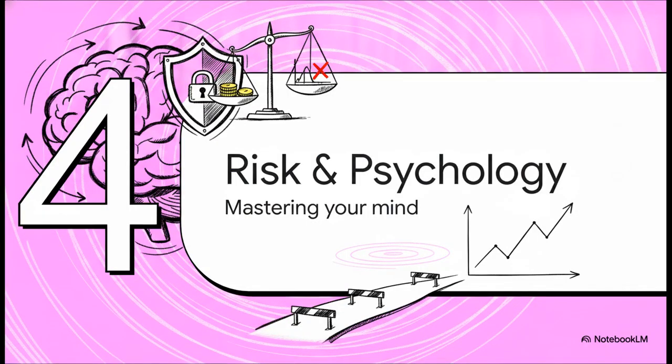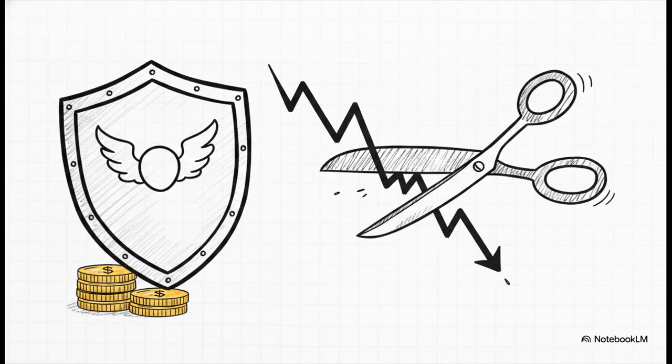Okay, let's shift gears a bit. Section 4, Risk Management and Trading Psychology. This is about mastering your own mind. I need you to commit this golden rule to memory right now. Professional traders decide their maximum loss before they ever take a trade. Period. Pros never just rely on hope.